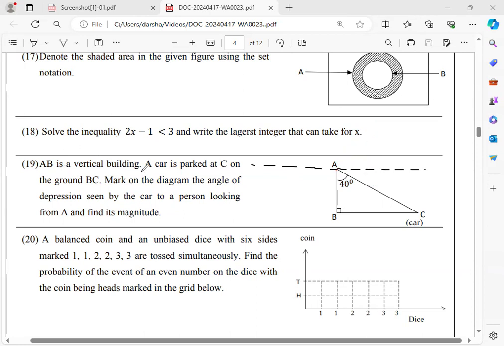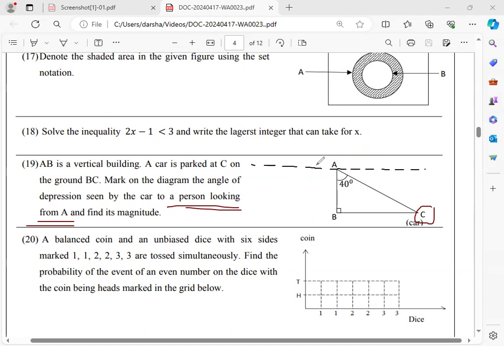Here they are telling AB is a vertical building. A car is parked at C on the ground BC. Mark on the diagram the angle of depression seen by the car to a person looking from A. The person is looking from A. So in the exam, normally they tell the person is looking from which point. At that point only you draw this dotted line. The person is looking from A, draw the dotted line at A. The person is looking from C, draw the dotted line at C.